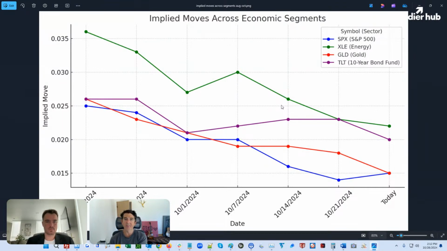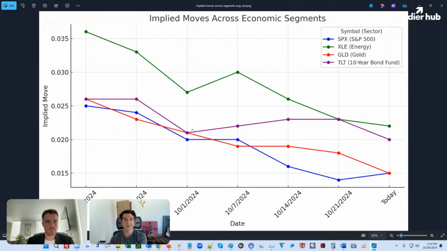So one of the big things that we're seeing here is energy has really come down quite a bit. Traders were thinking that energy, which is the green line here, was going to move by more than 3.5%, only as far back as August, and as things started to get more clear around the election, that has come down quite a bit.